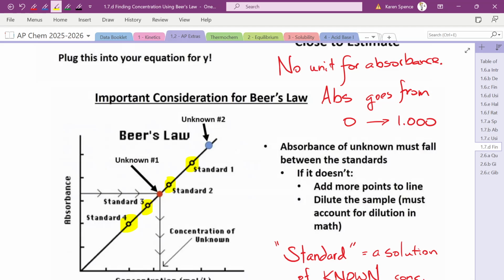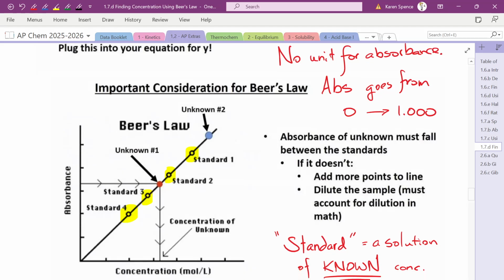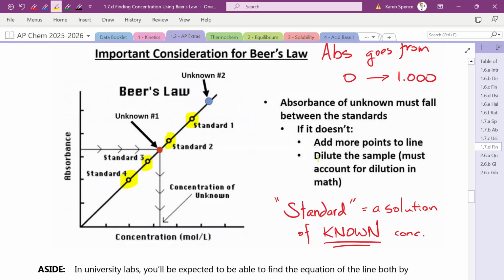If you have unknown number 2 and it falls further than your standards, you need to add more standards to use your plot to predict that concentration. Does that make sense? If it's unknown 2, you can't do it without more standards. Or you can dilute the sample. So you can add more points to the line, more standards.